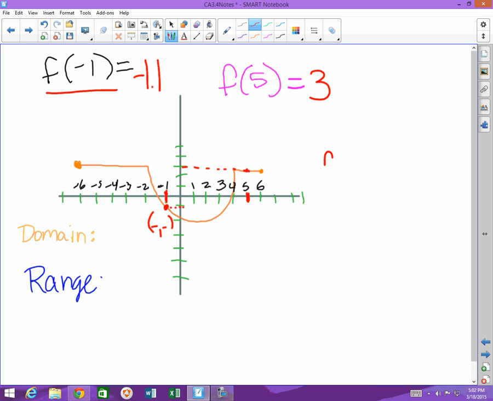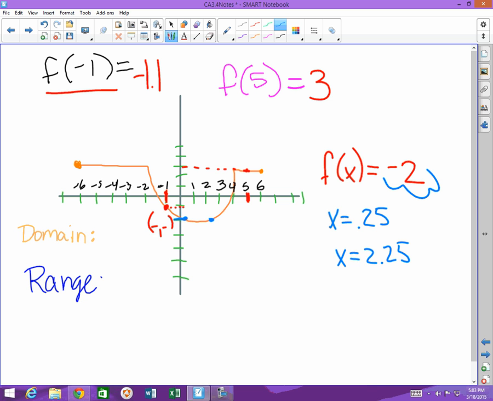Another way that they could ask you is, say, what's x when f of x is equal to negative 2? So in that case, here's negative 2 on the y, because this is a y value. So when does x get you a value of negative 2? Well, that looks like it's right there and approximately right there. So x could be a positive 0.25 and x could be a positive like 2.25 or somewhere in there, because that's the x value right there and right there.